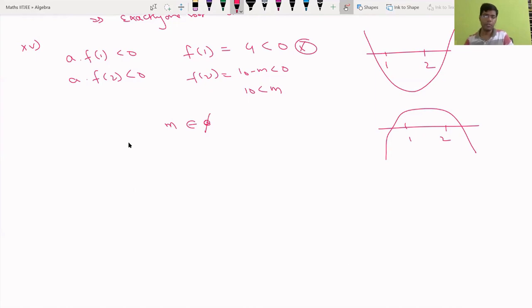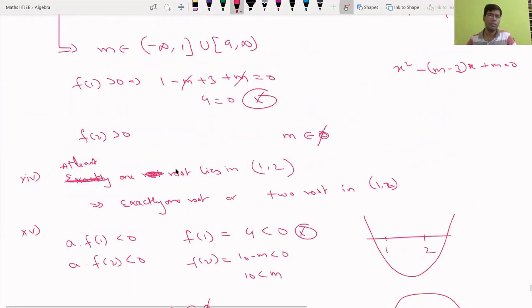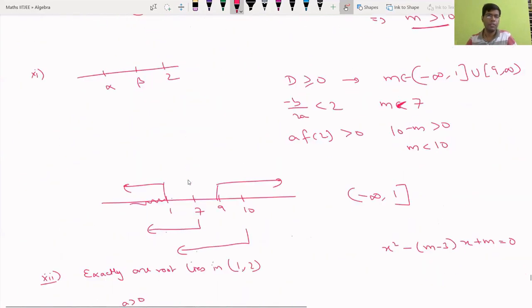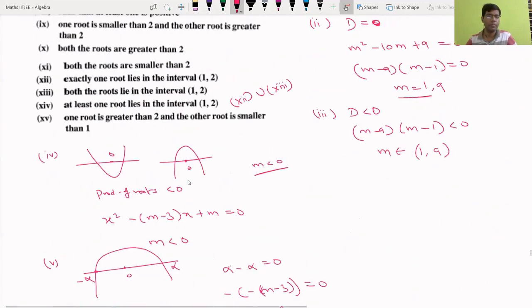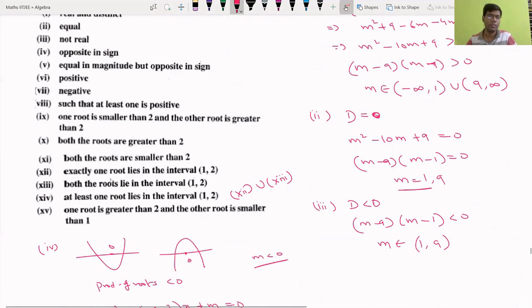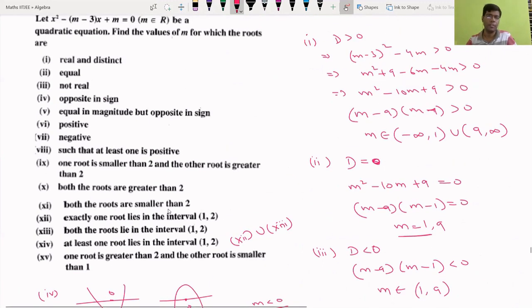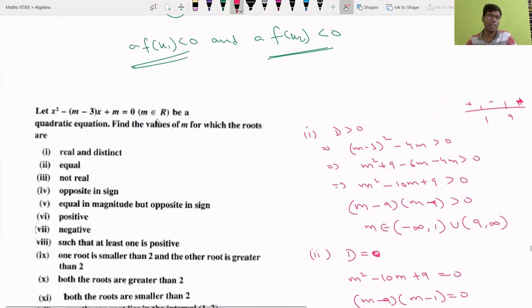So this is how we approach the questions of location of the roots. We have to understand the conditions which we are applying, and then accordingly, depending on the question which is given, we have to use the conditions and get the values of m in this particular case, or the relation between the a, b, c coefficients. Okay, so thank you.